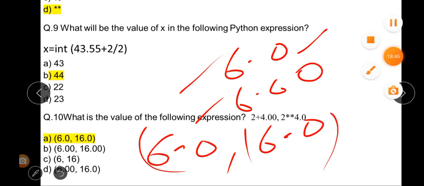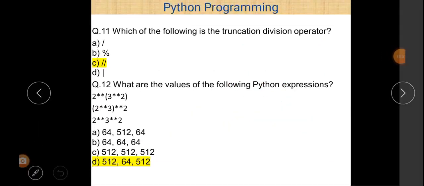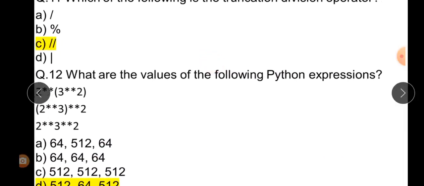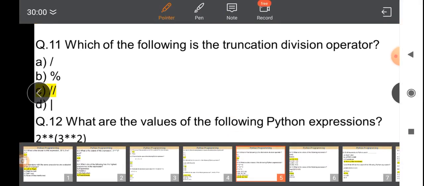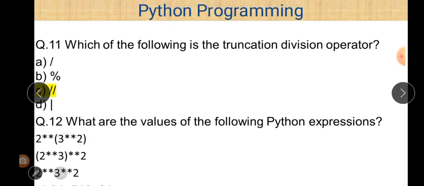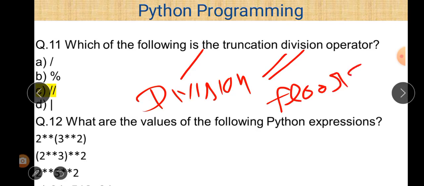Okay, now let us take another question. Question number 11. Which one of the following is the truncation division operator? As you know, there are two types of division operator, slash and double slash, where the first represents division and the second represents floor division. So what is the difference between these two?